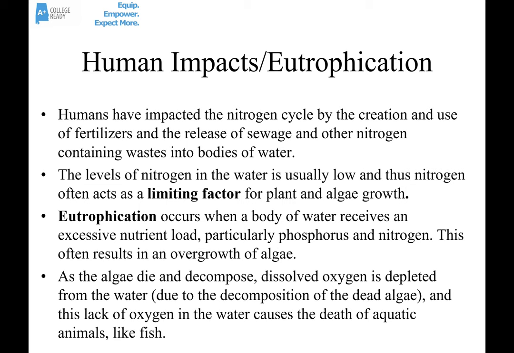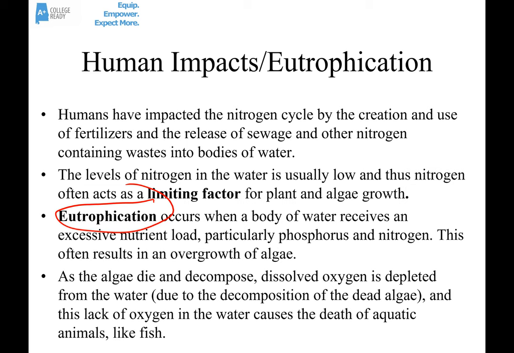Eutrophication occurs when a body of water receives an excessive nutrient load. Usually it's nitrogen, but it can also be phosphorus. So that nitrogen was a limiting factor, but now it's not anymore. So the algae in that body of water grow like crazy. Ultimately, they start to die, since they have a very short lifespan. They start to decompose under the water.